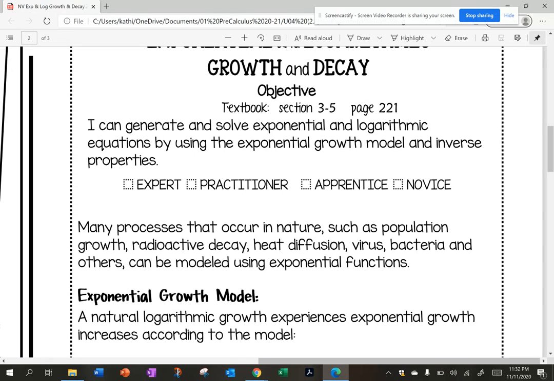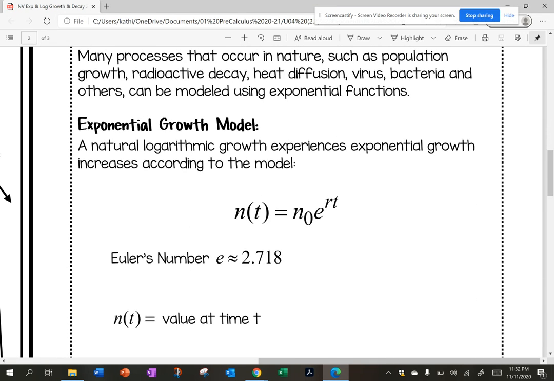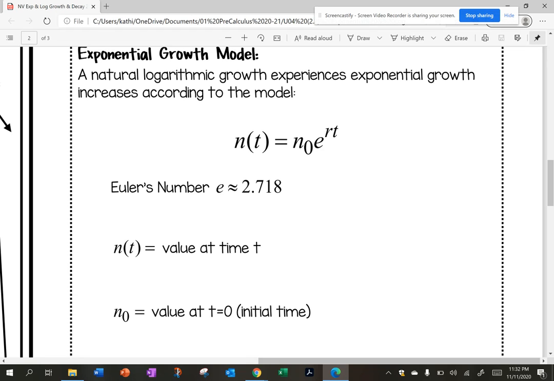So lots of processes that occur in nature follow a certain model. Some of these can be radioactive decay, heat diffusion, a virus, COVID-19 maybe, bacteria. Others can be modeled by using this exponential function. So the model is N of t equals N sub 0 e to the rt, where e represents Euler's number and it's approximately 2.718.